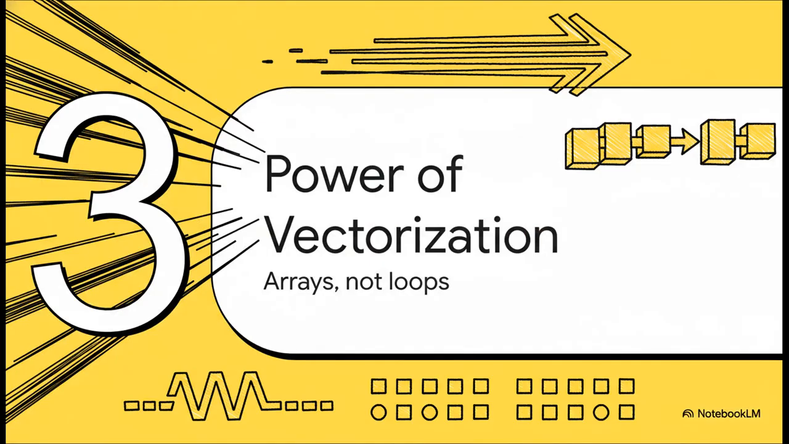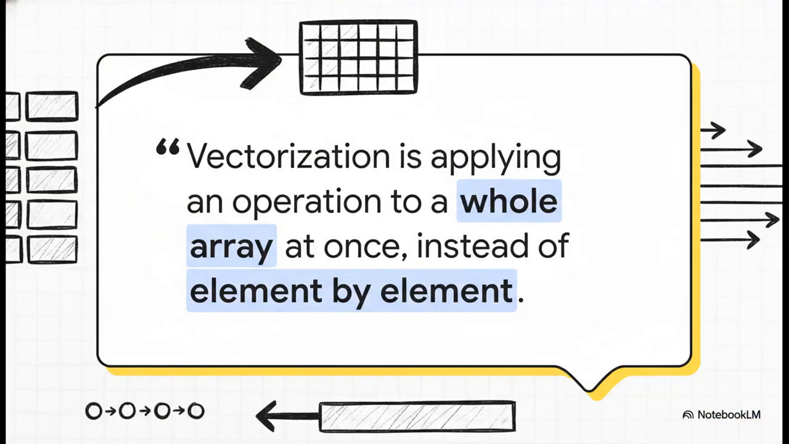So what is the magic behind this? How can one line be so much more powerful? Well, it all comes down to a really important concept in high-performance computing. It's called vectorization. And this right here is the key mental shift you have to make. Instead of thinking about your data as a long list of individual things that you have to process one by one, NumPy lets you think about the whole thing as a single entity. You apply an operation to the entire vector, the whole array, all at once.